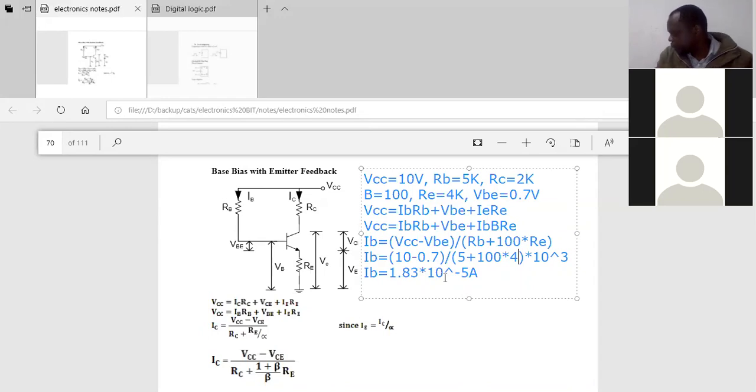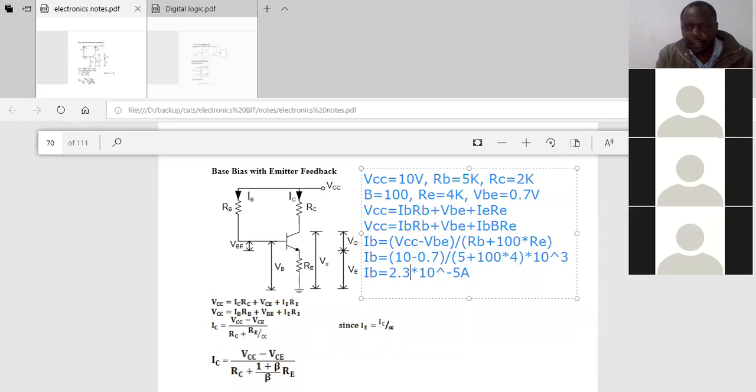So our current will be 2.2, actually 2.3 times 10 to the power negative 5 amperes approximately. That's what we are supposed to have. Are you guys confirming that? Mohammed, are you confirming? Yeah, I'm confirming. That's what we are supposed to have. Yes.